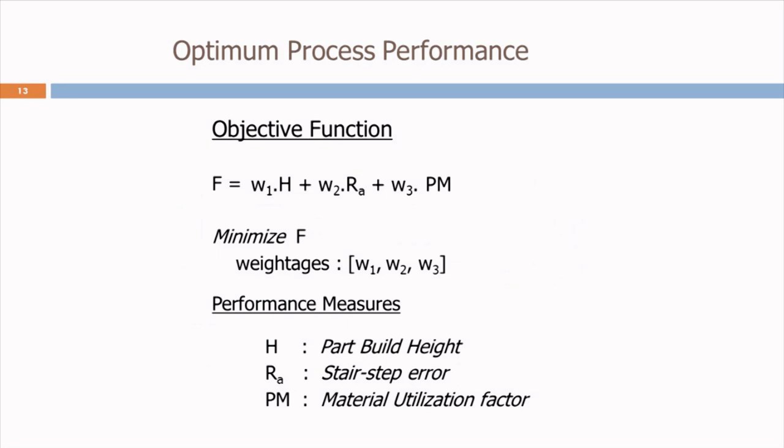How did we propose the optimization problem? We propose the optimization function, or objective function f, which is a weighted function of the three fundamental process parameters, namely h, r and pm. These are the part build height, the stair step error, and the utilization factor of the material, which we call pm, which is nothing but the volume of the hollow model to the volume of the solid model.